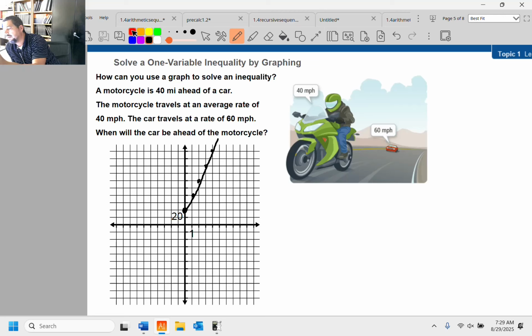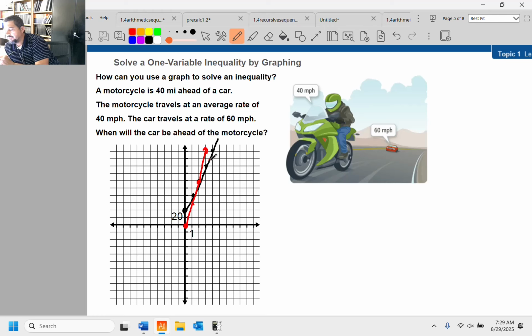Now the car started at 0, but it's going at 60 miles an hour, so it's going to rise 3 and run 1. Now it hasn't quite caught it. It's close. It's going to rise 3 and run 1. And that is where the intersection happens.